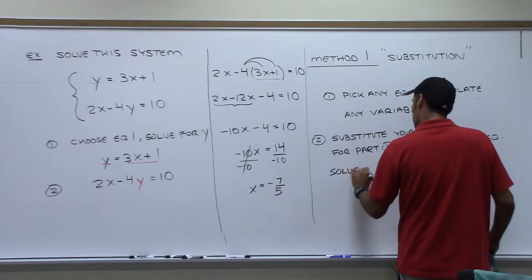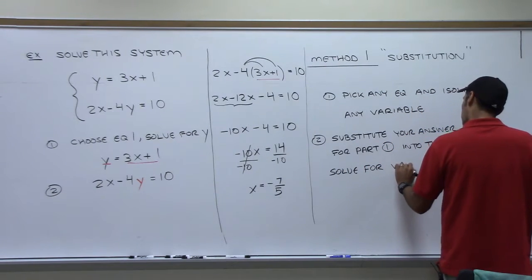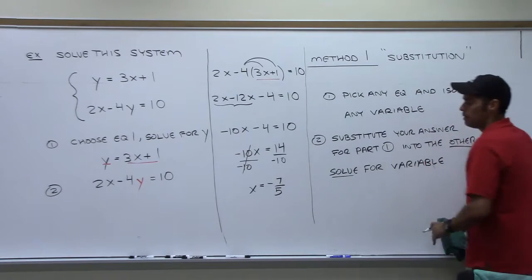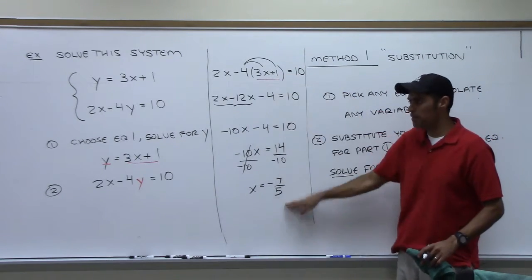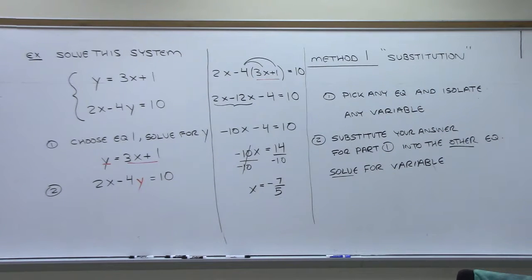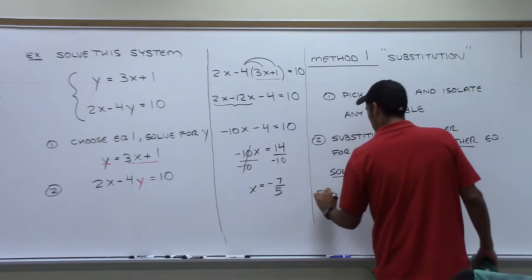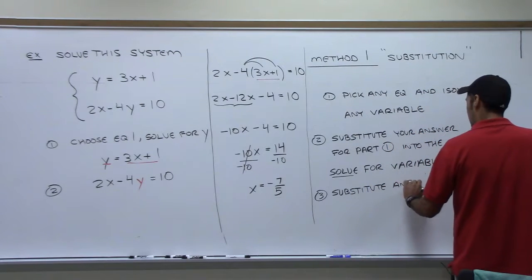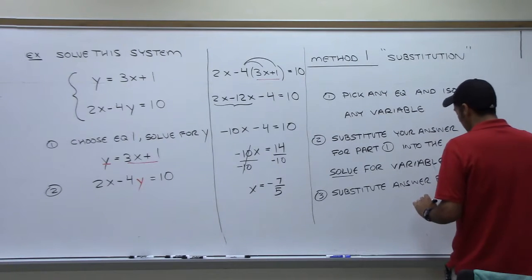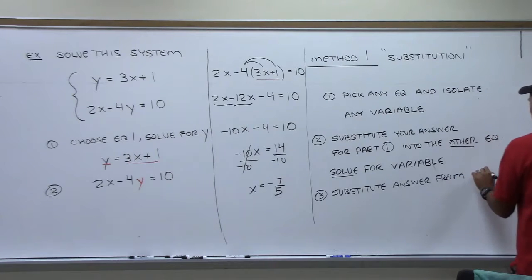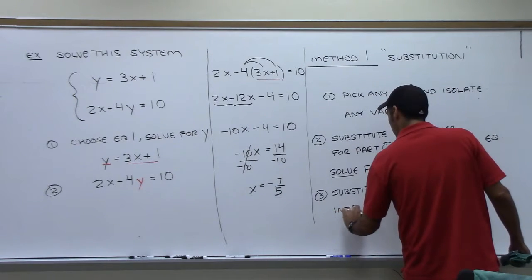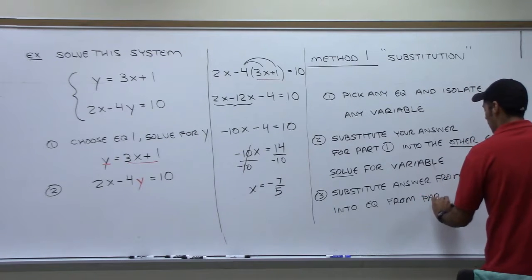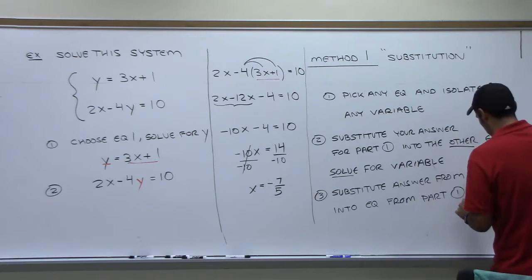Solve for the variable. So that's what we did right here, didn't we? We substituted it and then we solved for the variable. Our third step is to substitute our answer from part three into the equation from part one. Part two. I'm doing part three. Thank you.